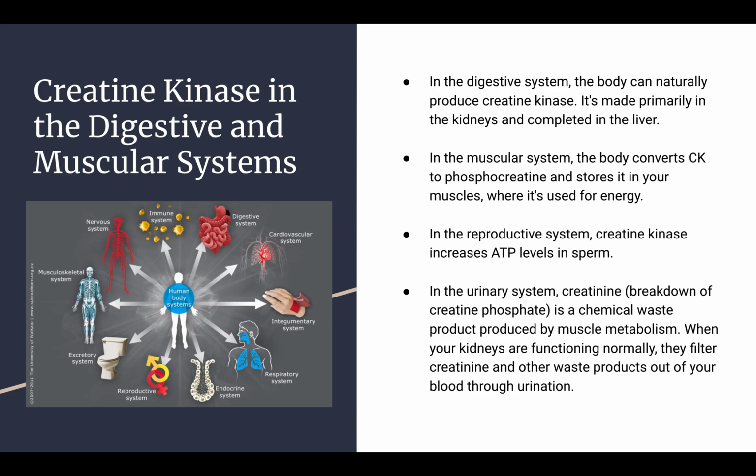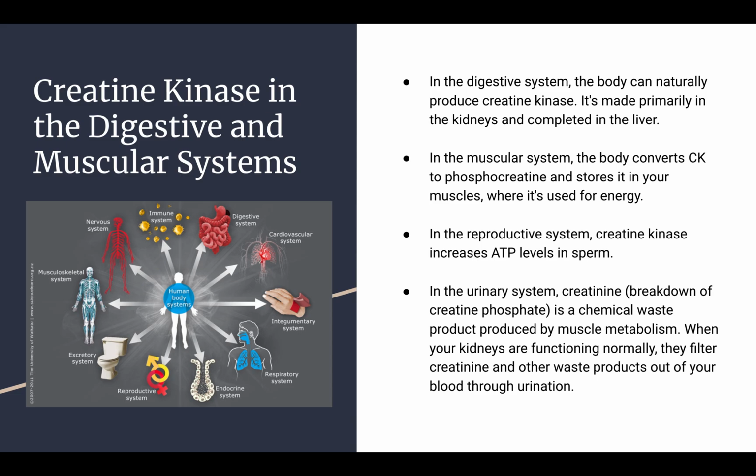In the digestive system, the body can naturally produce creatine kinase. It's made primarily in the kidneys and completed in the liver. In the muscular system, the body converts CK to phosphocreatine and stores it in your muscles where it's used for energy. In the reproductive system, creatine kinase increases ATP levels in sperm.